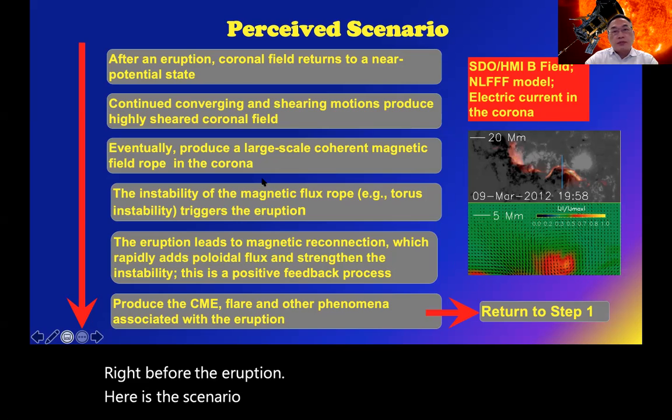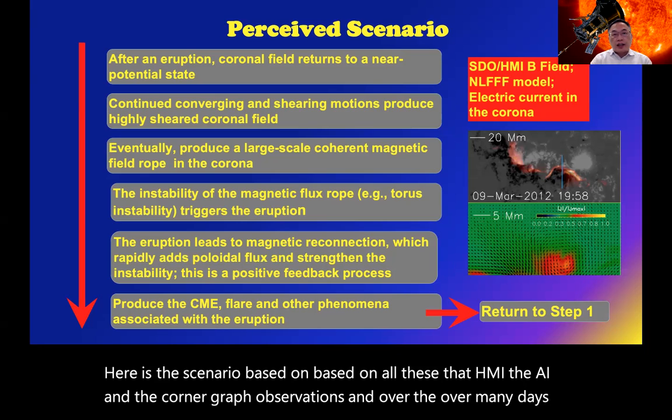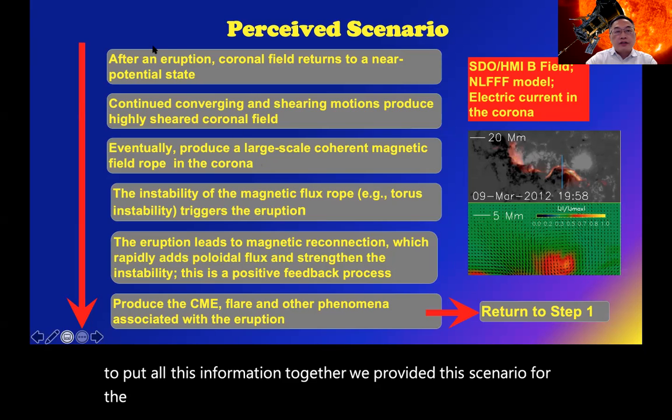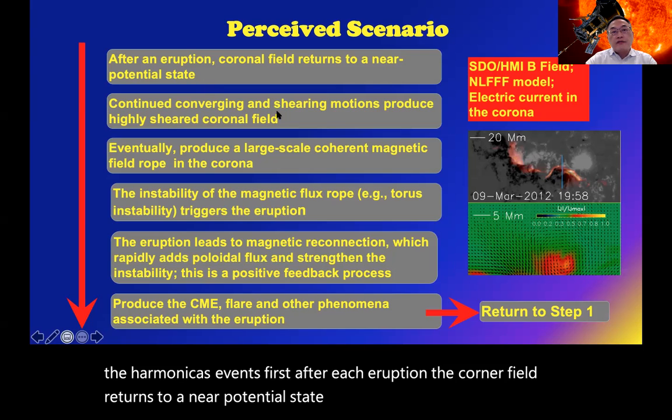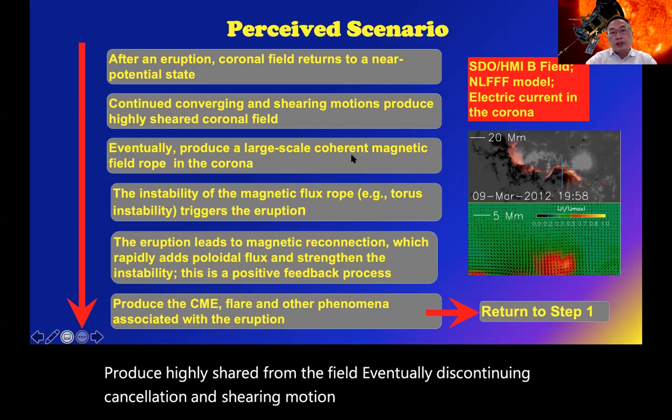Based on all these observations, the HMI, the AIA, and the coronagraph observations, over many days, to put all this information together, we provided this scenario for the homologous events. First, after each eruption, the coronal field returns to a near potential state. Then, continued converging and shearing motions produce highly sheared coronal field. Eventually, this continuing cancellation and shearing motion produce a larger scale coherent magnetic flux rope in the corona.